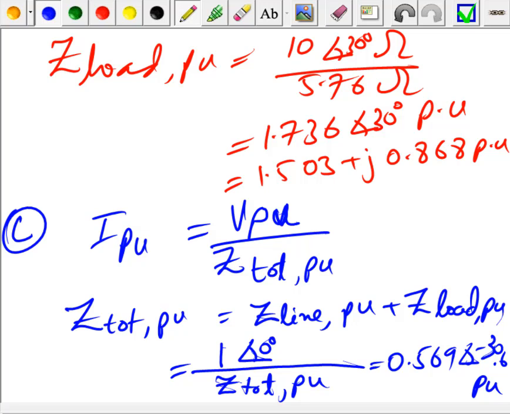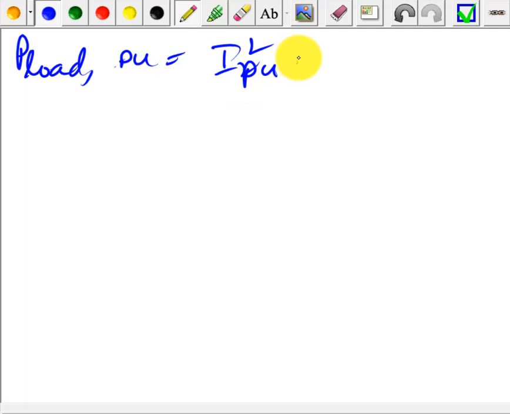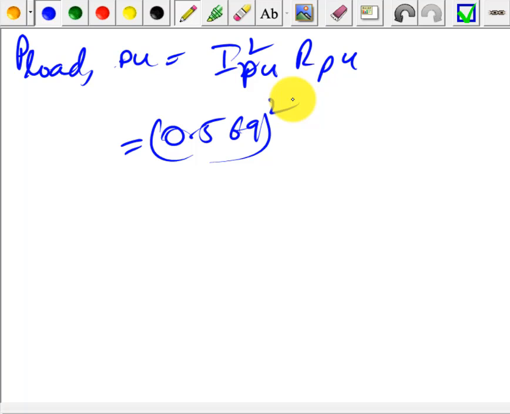And then we need to calculate the power that's been supplied to the load in per unit. So that will be I per unit squared times R per unit. I we have calculated here, so 0.569 whole squared times R per unit, which is 1.503. So that will be equal to 0.487.